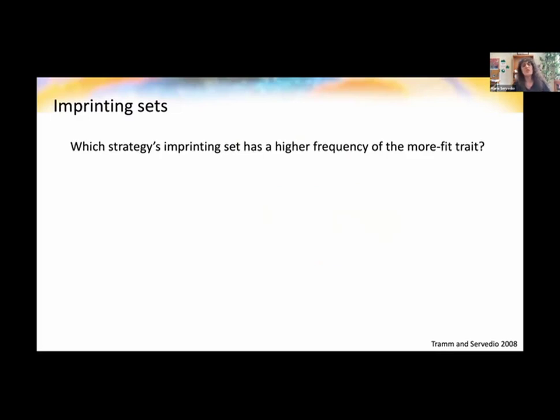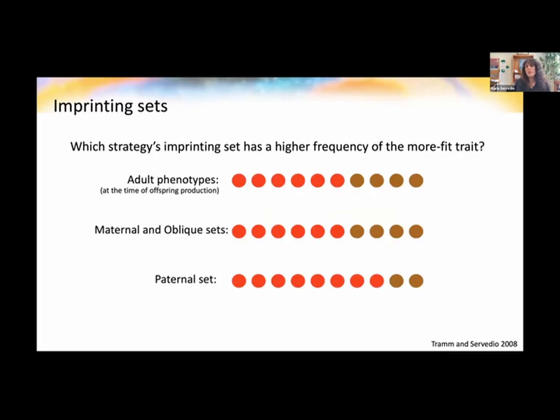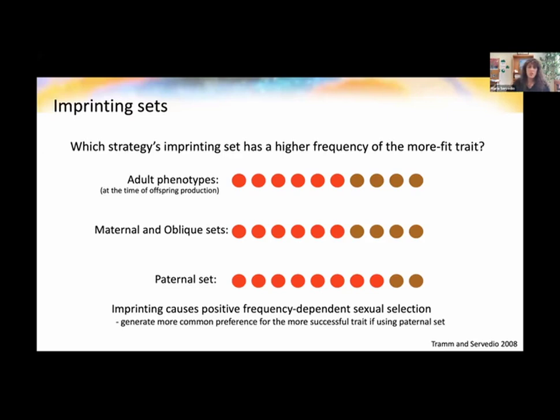So it turns out that which imprinting strategy will evolve depends on the answer to the question, which strategy's imprinting set has a higher frequency of the more fit trait? So you can see red in the maternal and oblique sets is more common than brown, but it's even more common than brown in the paternal set. And this makes the paternal set have higher fitness. And this is because imprinting causes positive frequency dependent sexual selection. And this is going to be stronger if there's more of a skew in the frequencies initially. So this generates a more common preference for the more successful trait if you're using the paternal set.